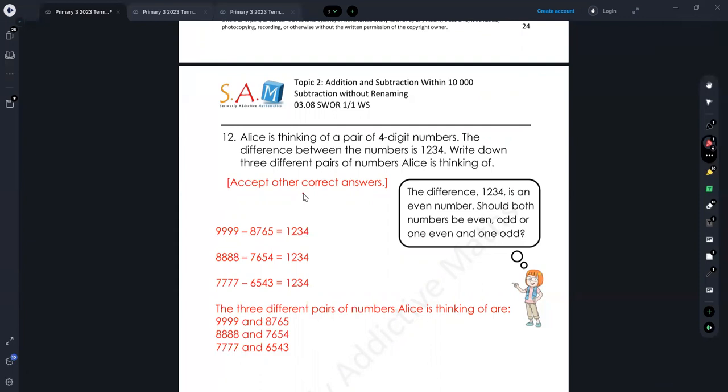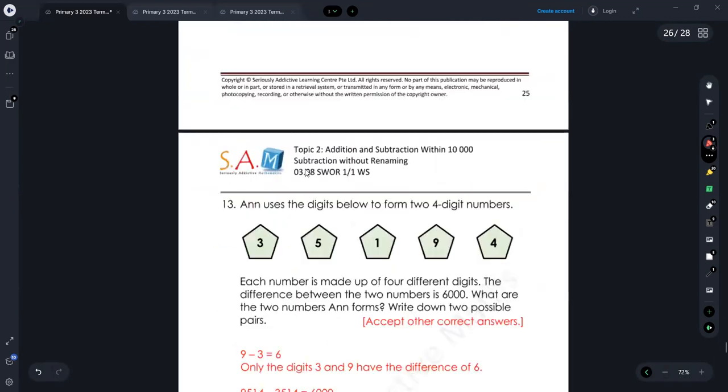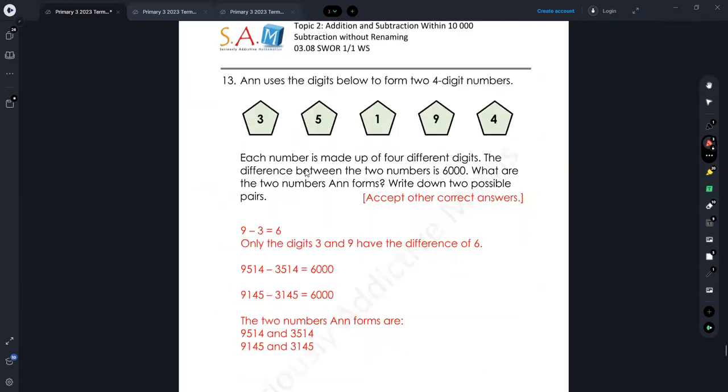So it can be, let's say, 8,327, whatever. And the way to do it is because the difference is 1,234. So minus something equals 1,234. So the solution is just to take 8,327 minus 1,234, and they can get an answer. Okay, so question 12. And then I think question 13.